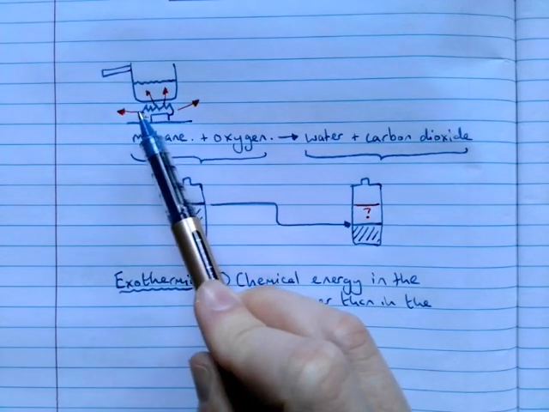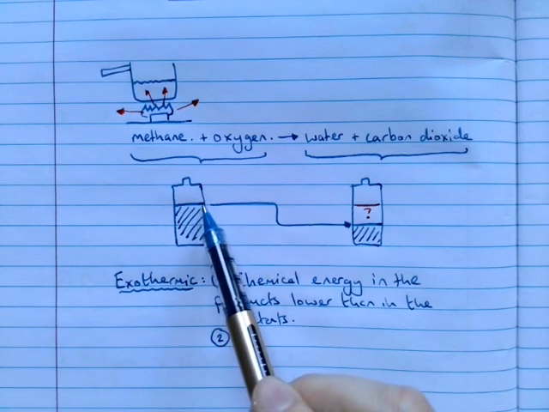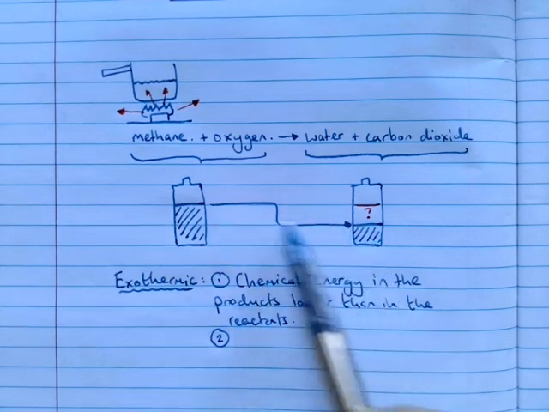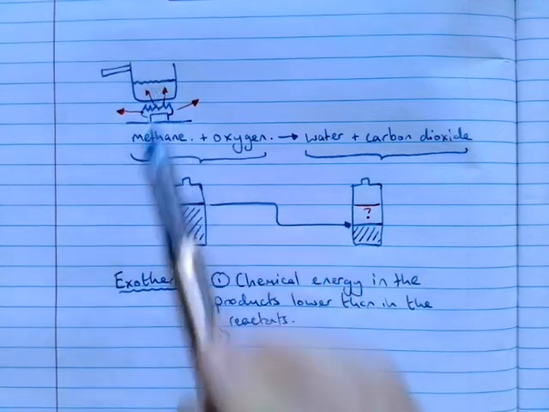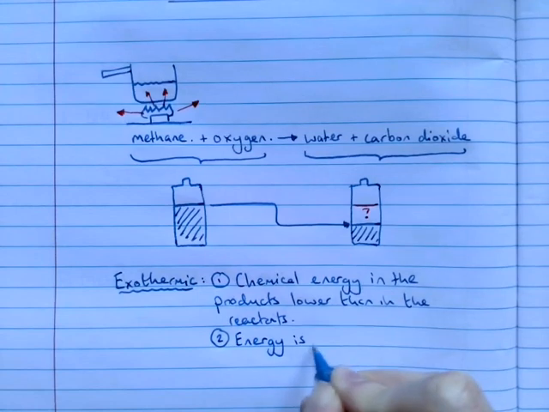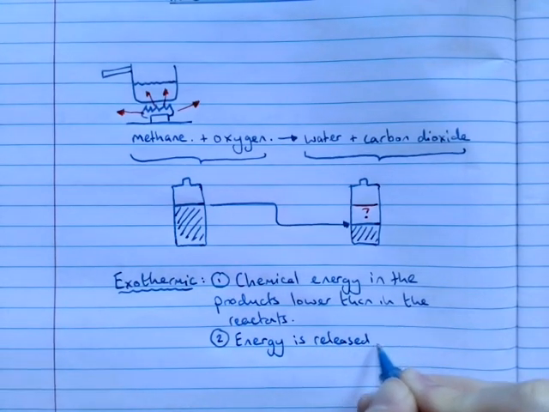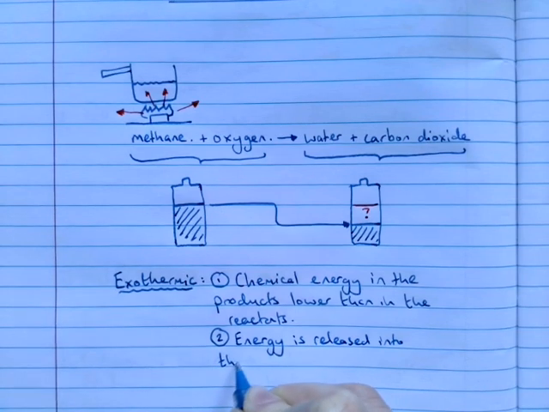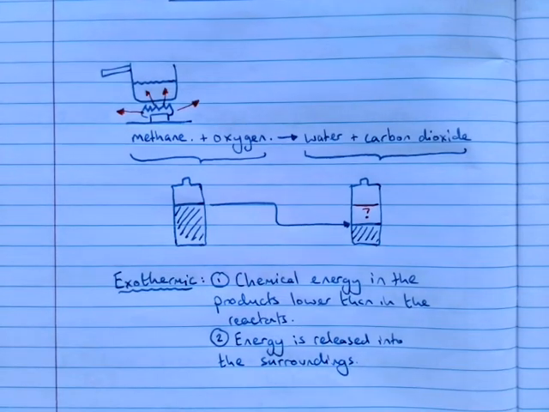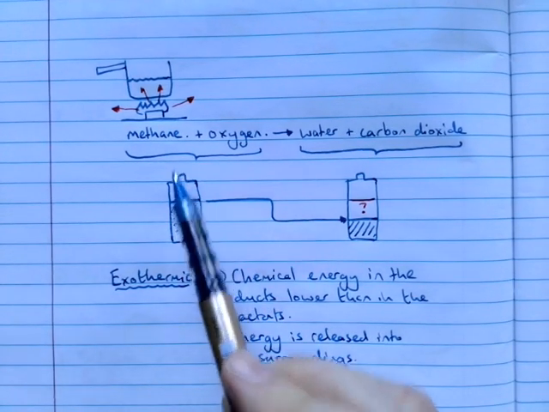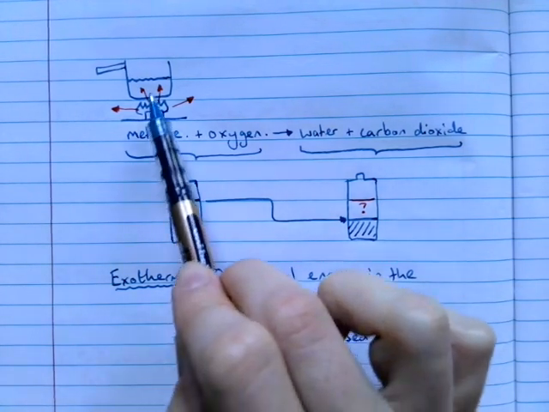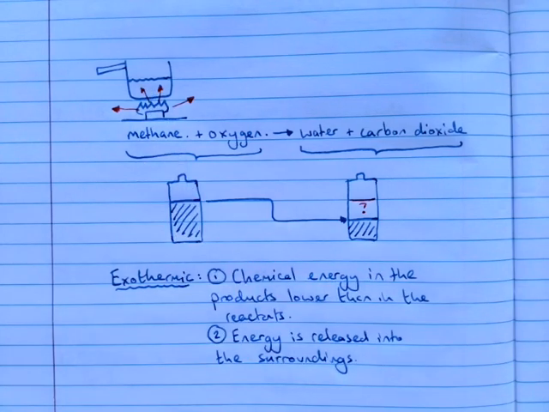The second thing that we can say about an exothermic reaction is what we see up here. Okay, so the energy that has disappeared from the chemicals must go somewhere, and it goes into the surroundings. So we can say that energy is released into the surroundings. Okay, and that's why we do this chemical reaction to heat our pasta, because the energy that's released into the surroundings can be used by us to warm the water which cooks our pasta.